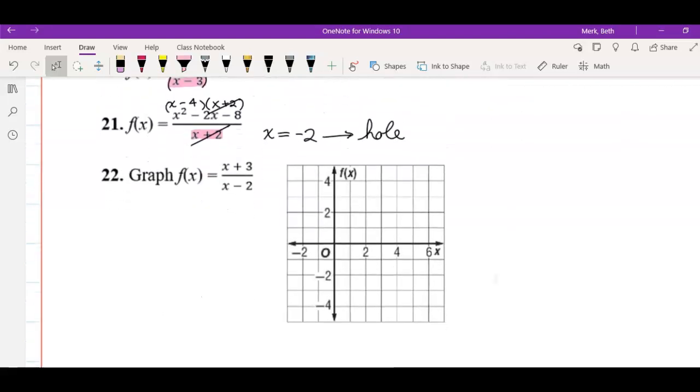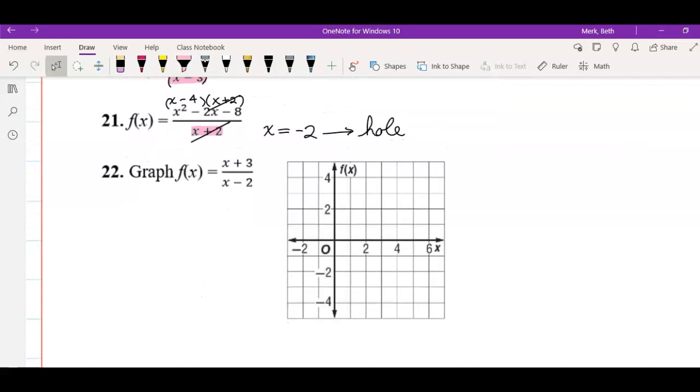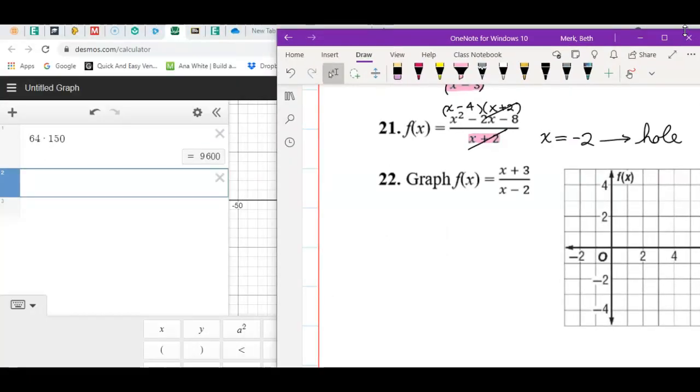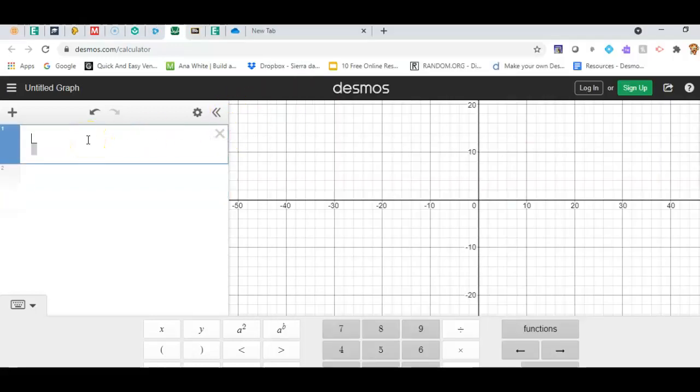And then the last problem on this page, we want to graph this rational function. Again, using Desmos, we're just going to type it in. On the top, we have x plus 3.